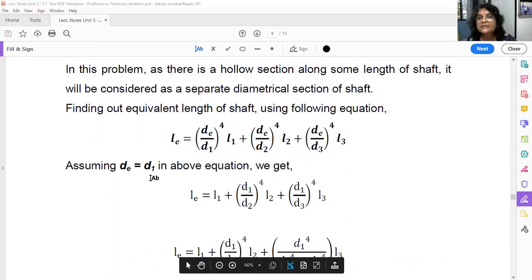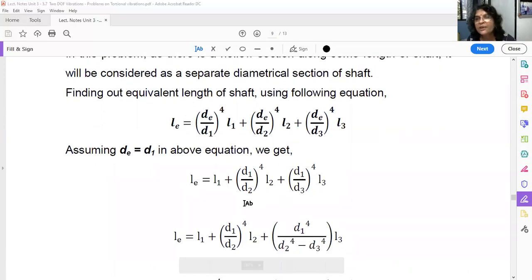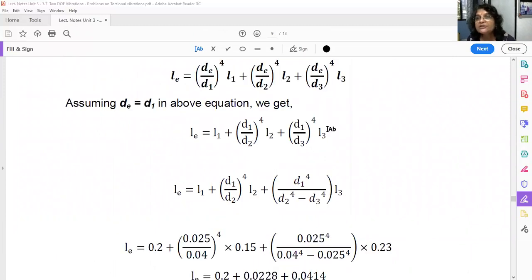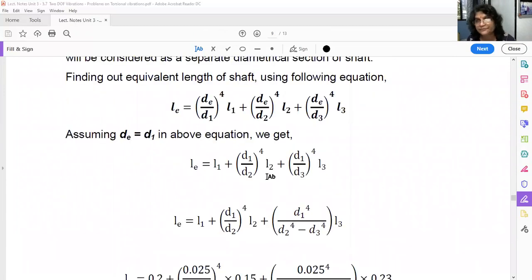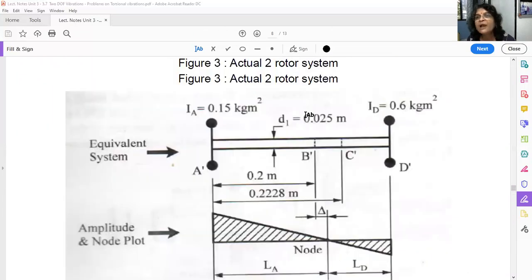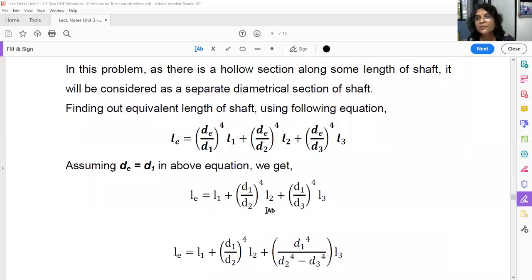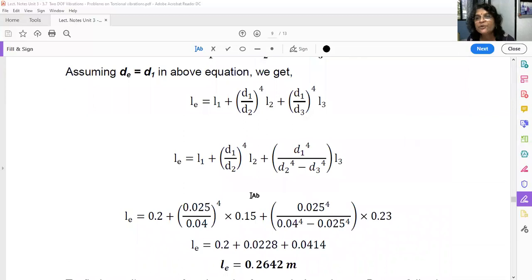So assume D is equal to D1. This formula can be converted into this one. Then here I was telling you about this D3. This section D3, what is the diameter here? So this outer diameter is D2 and the hole diameter is D3. So how will you get the polar moment of inertia in this formula?